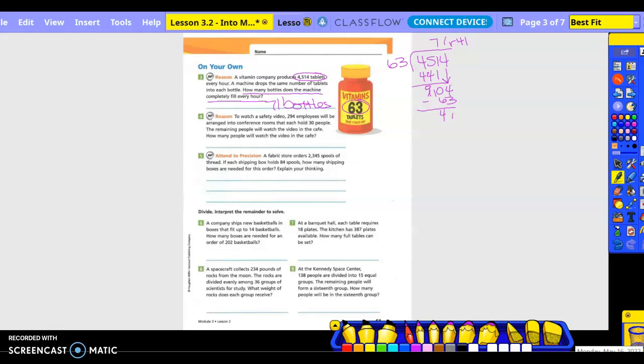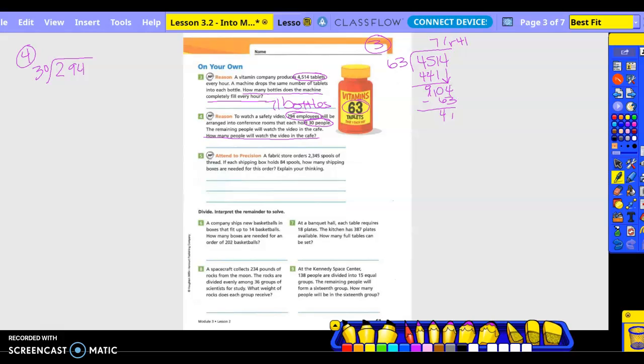Number 4, reason to watch the same video. 294 employees will be arranged into conference rooms that each hold 30 people. The remaining people will watch the video in the cafe. How many people will watch the video in the cafe? So we have 294 employees, 30 people, and we're looking for how many people will watch it in the cafe. So what is my dividend? So my dividend that goes in the house is 294, divided by, my divisor is 30.